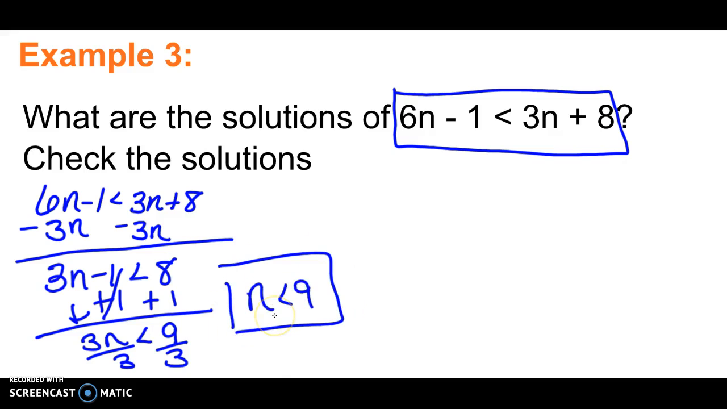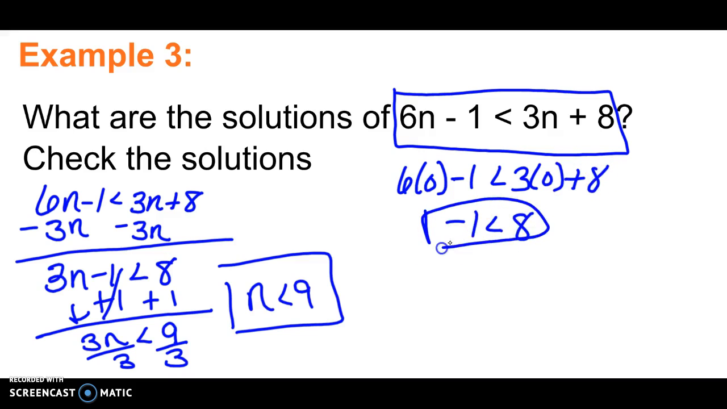Again, check your solution. Pick an easy number less than 3. How about 0? Plug it in. 6 times 0 minus 1 is less than or equal to 3 times 0 plus 8. That gives me negative 1 is less than or equal to 8. That's true. So my answer stays.